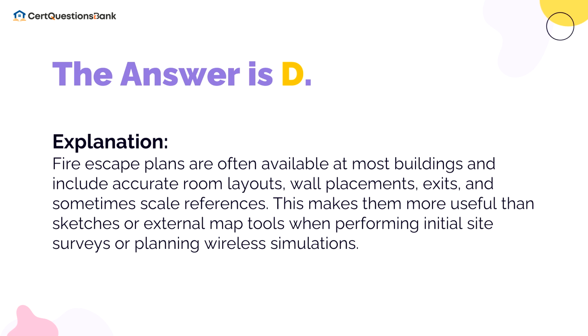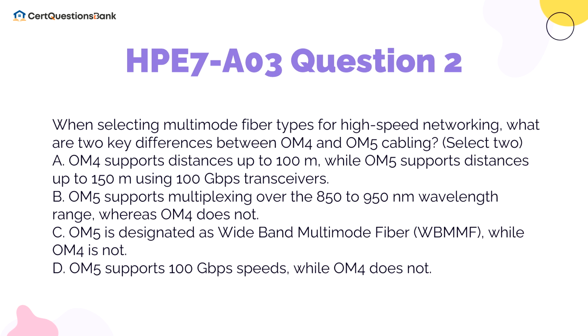simulations. When selecting multimode fiber types for high-speed networking, what are two key differences between OM4 and OM5 cabling? Select 2.